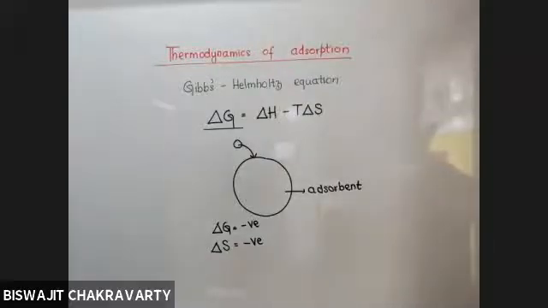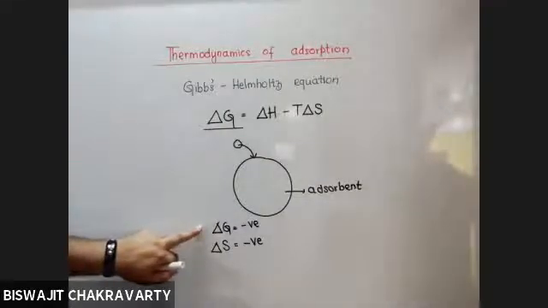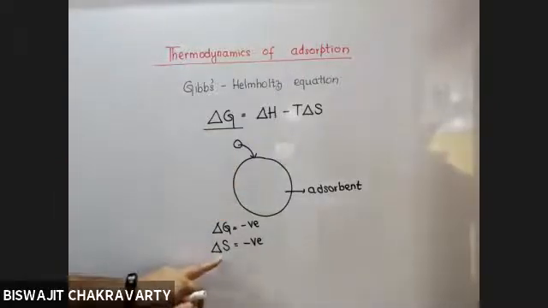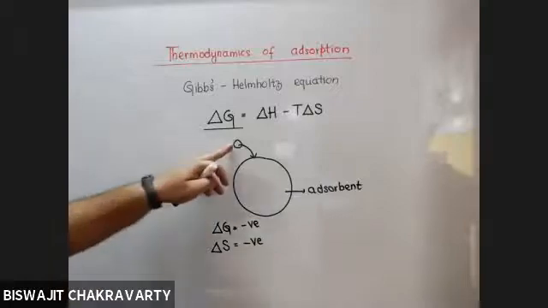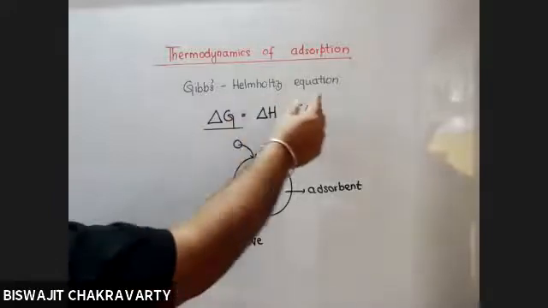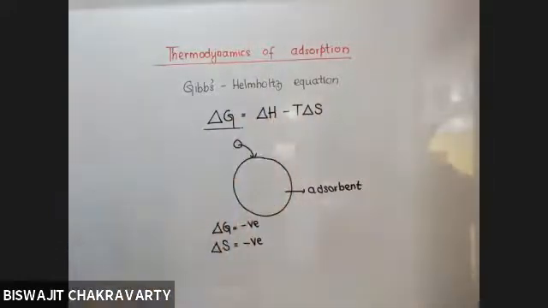So temperature is constant, right? Temperature is constant at a particular place, delta S is negative, and delta G is negative. Delta G is negative because this process is happening spontaneously. Delta S is negative because during the process randomness decreases. Now with the help of delta G negative and delta S negative we will find out what should be delta H, and that is the objective of my discussion. During the process of adsorption, whether energy will be released or absorbed, that is what I want to prove mathematically.